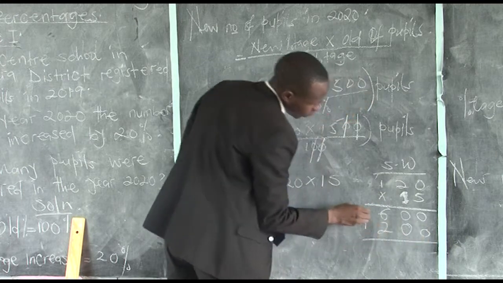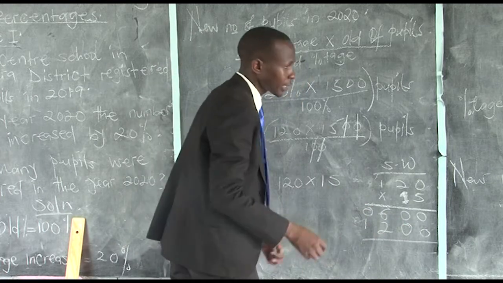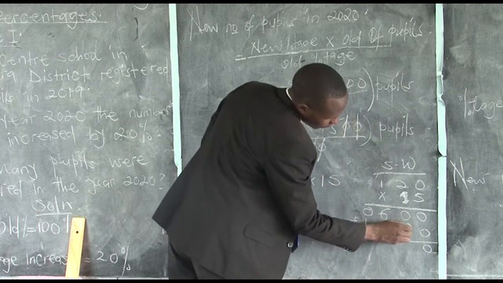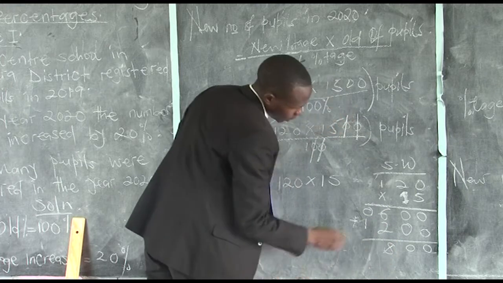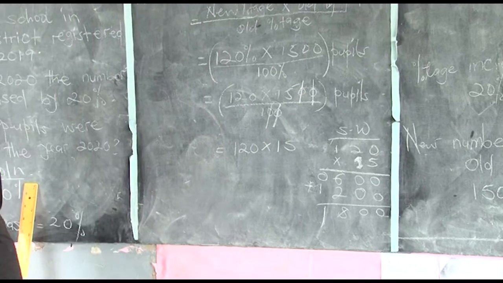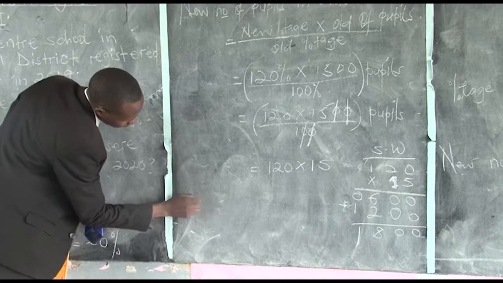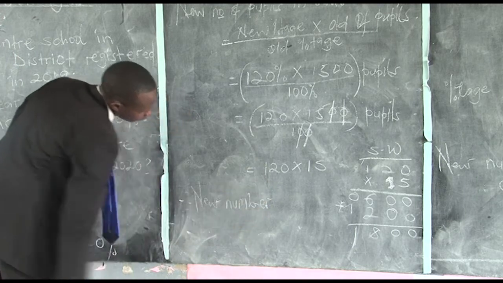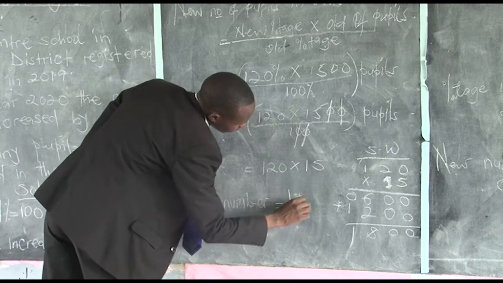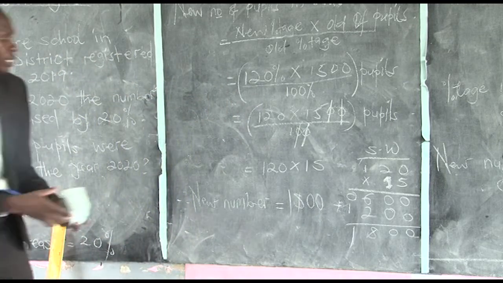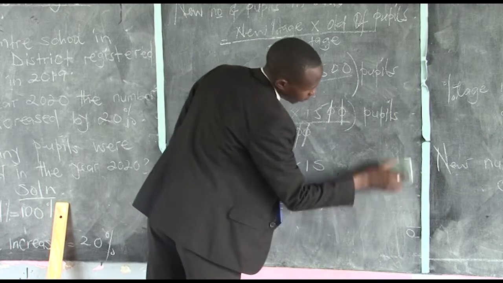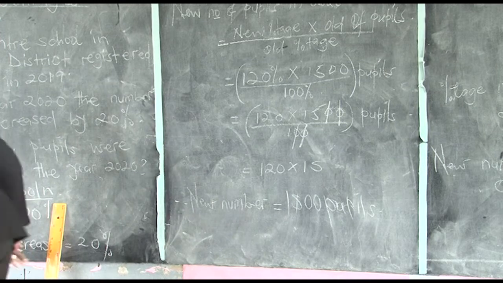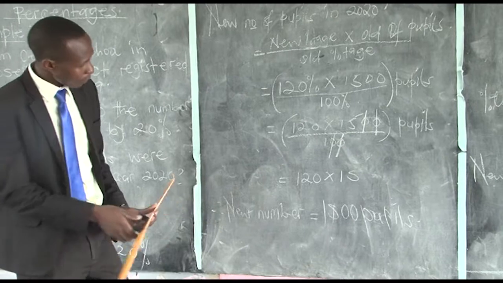Then we sum up, or we add everything. Let me put placeholders. This is 0, it has no meaning, but you are just holding the places. So we shall say 0 plus 0, we are now adding. 0 plus 0, we shall have 0. 0 plus 0, 0. 6 plus 2, it will give us 8. 0 plus 1, it will give us 1. So what does it mean? We shall say, therefore, the new number will be 1,800 pupils. This was just side work, it is not part of what we are doing. Then from there, after getting the number of pupils who were there in 2020, I'll get my ruler and underline my answer.